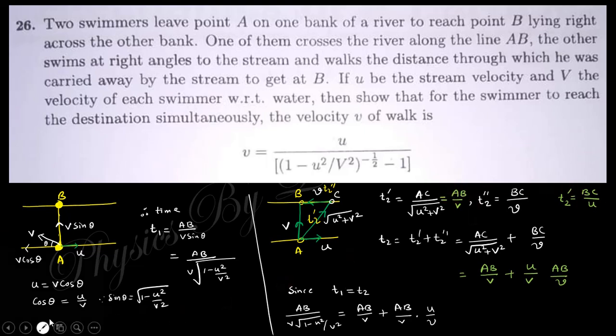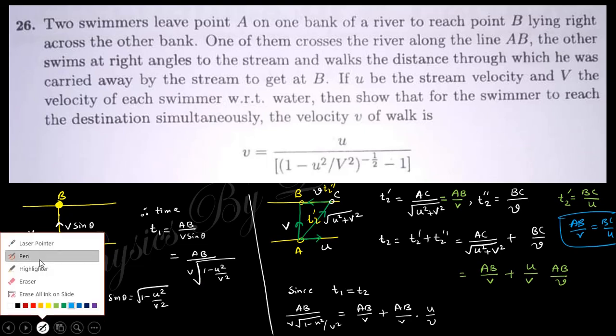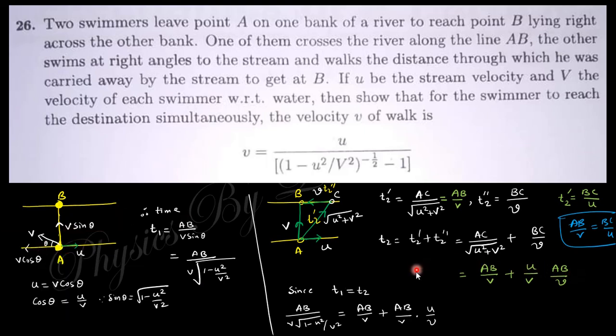You just compare these two things. Here you can see that AB by V is equal to BC by U, right? So after comparing, you can easily find out the value of BC is nothing but U by V into AB, right? And this V is written here. I think that is clear.